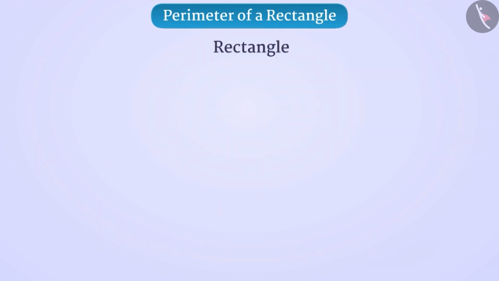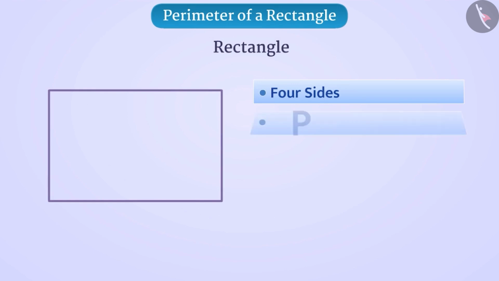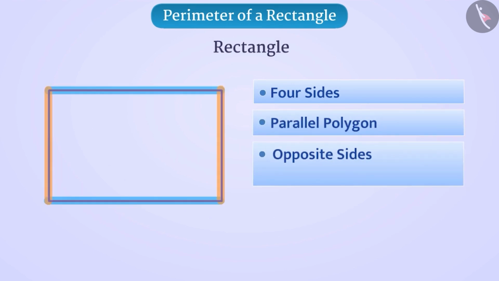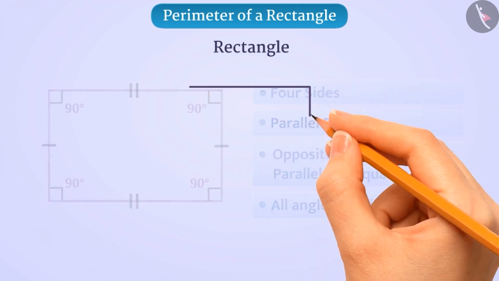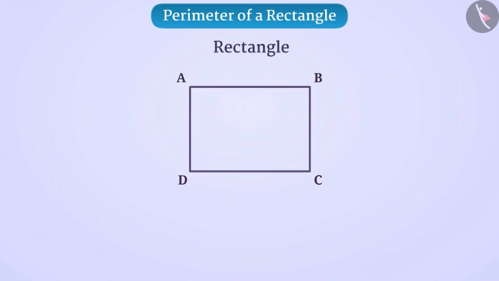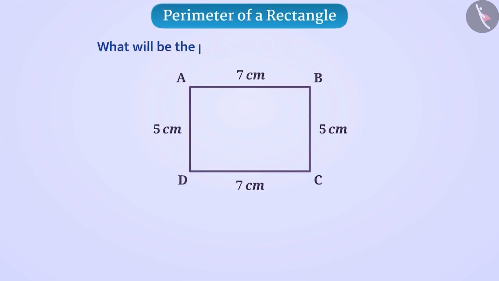A rectangle is a parallelogram with 4 sides in which the opposite sides are parallel and equal and all the angles are right angles. For example, look at the rectangle ABCD. In this, line segment AB is equal to 7 centimeters, line segment BC is equal to 5 centimeters, line segment CD is equal to 7 centimeters, and line segment DA is equal to 5 centimeters. Can you tell what will be the perimeter of rectangle ABCD? Think for a while.